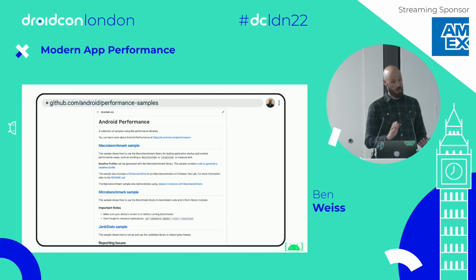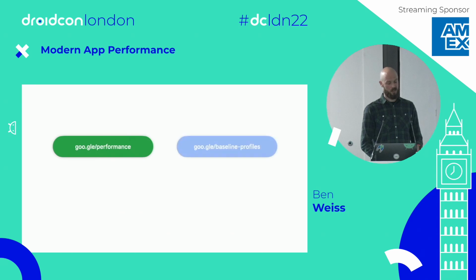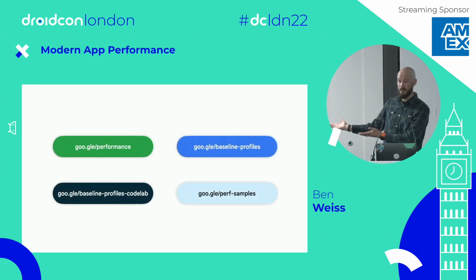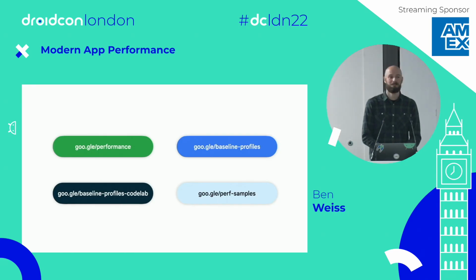We have a lot of samples that you can take a look at that have performance samples on a lot of different areas. And we also have the Now in Android sample app. The Now in Android sample app is a real-world example of how to use best practices in general in Android. Also, performance is one of the areas that we're looking at. And just to not have that on different slides, but on one slide, we have a couple of links for you. And with that, thank you very much.